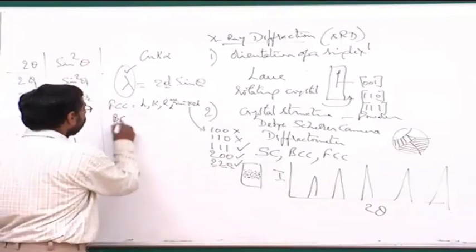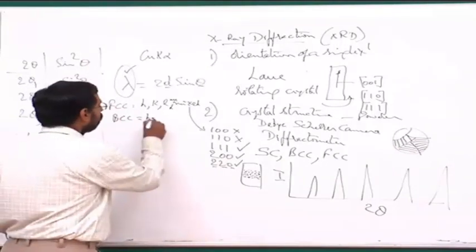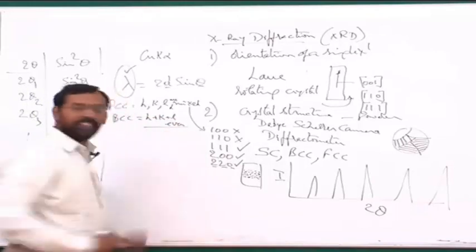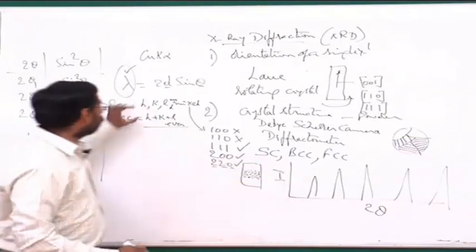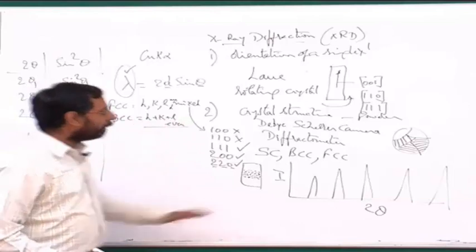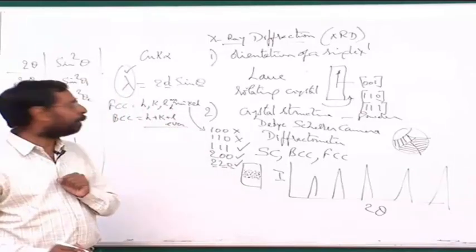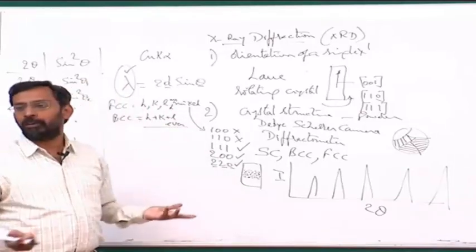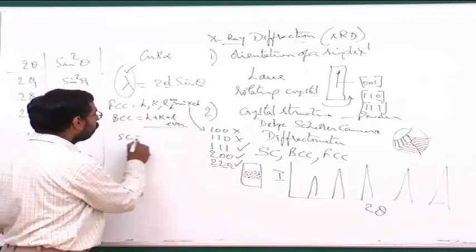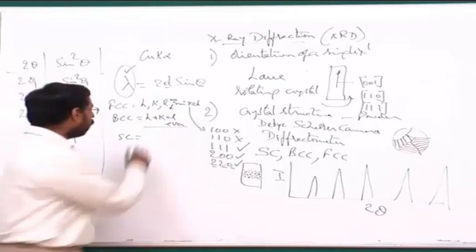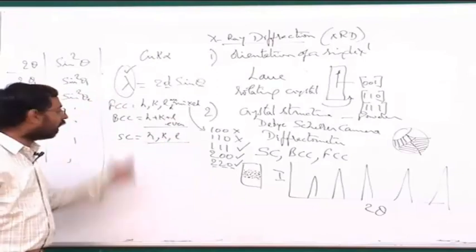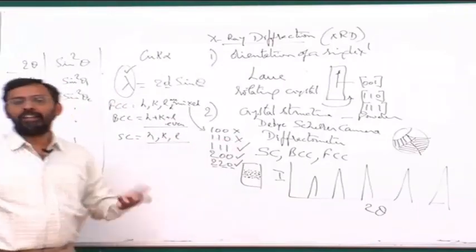Similarly, in case of BCC, we know that h plus k plus l should be even in order to have a certain intensity of the diffracted beam from that particular plane. If the summation is odd, then the intensity of the diffracted beam coming out of that plane will always be 0. So as a result, we have certain conditions. In case of simple cubic, we said there is no such condition. All HKLs are possible. Any HKL which is an integer is always possible.